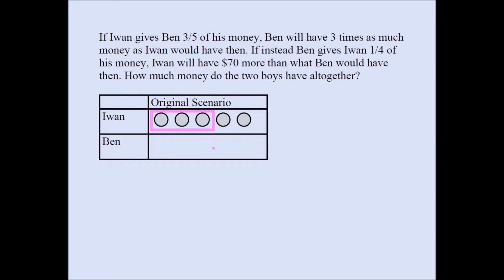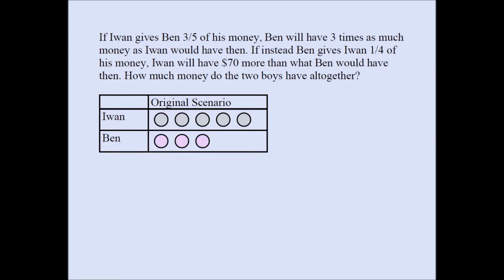By that we simply mean Ben's money can be represented by 3 congruent circles if we choose to represent Ivan's money with 5 congruent circles. All the circles represent the same amount of money. So we can now conclude, if we choose to use 5 circles to represent Ivan's original amount, we must use 3 circles to represent Ben's original amount.